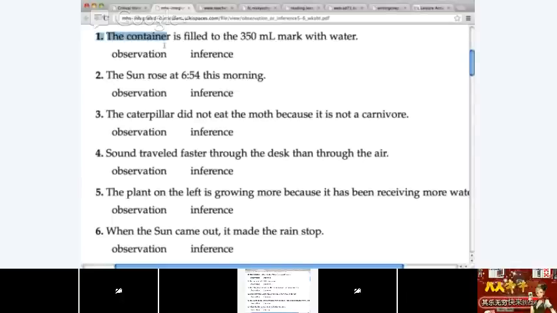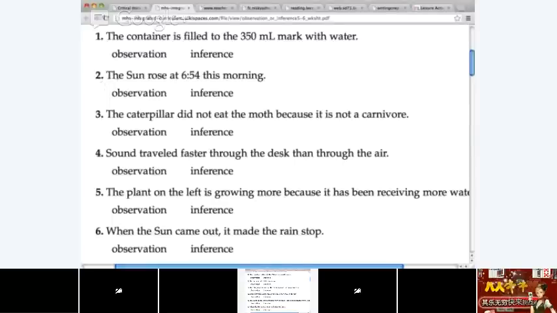The container is filled to the 350 milliliter mark with the water. That is observation. Perfect. Of course. Cool. Number two.